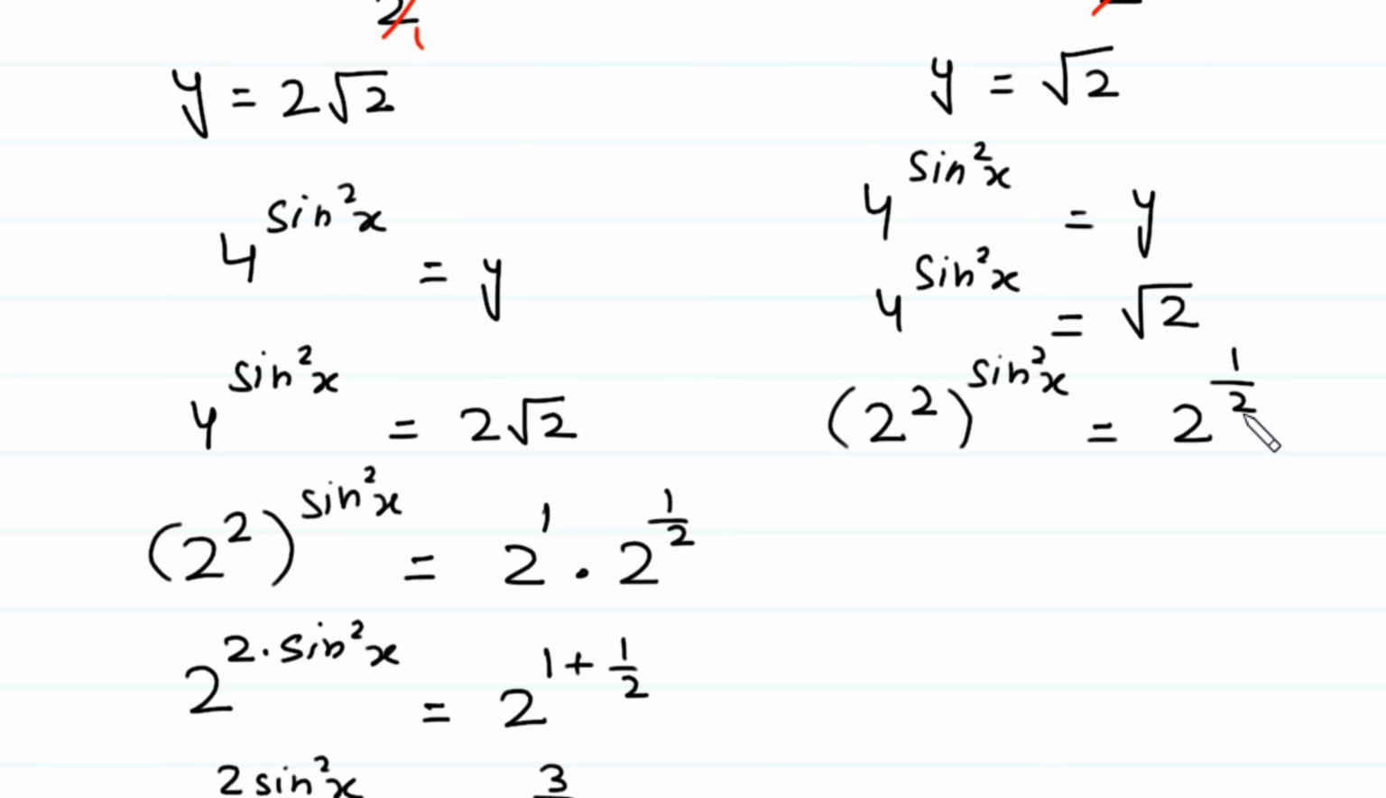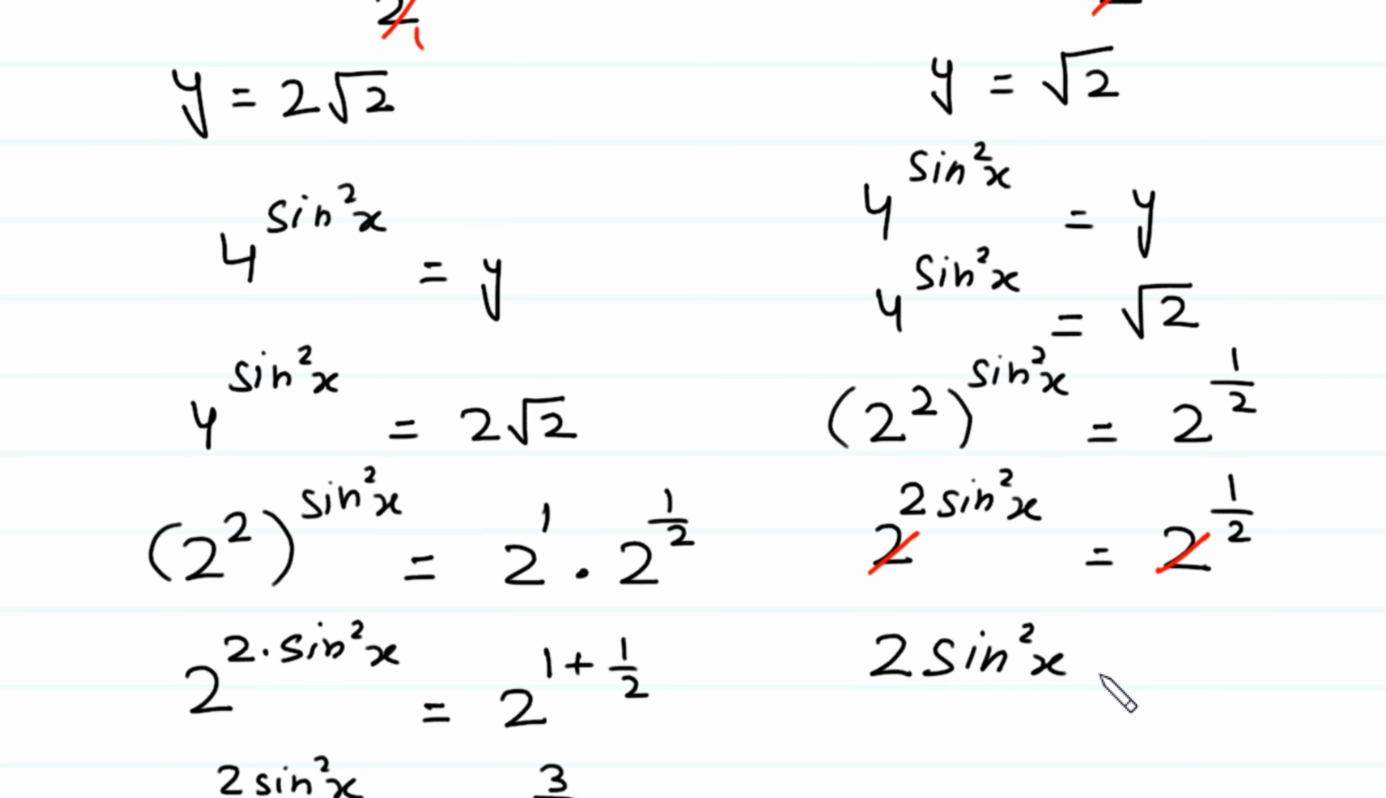Now according to the rule of exponents, a to the power m to the whole power n is equal to a to the power m times n. We multiply this power 2 with this power sine square x. Like this, 2 to the power 2 times sine square x is equal to 2 to the power 1 over 2. Now base is same at both sides. So this 2 will be cancelled with this 2, and here left 2 times sine square x is equal to 1 over 2.